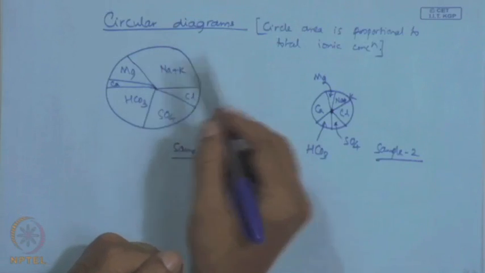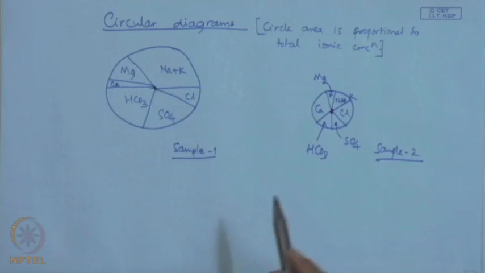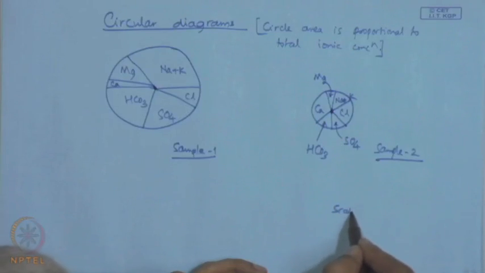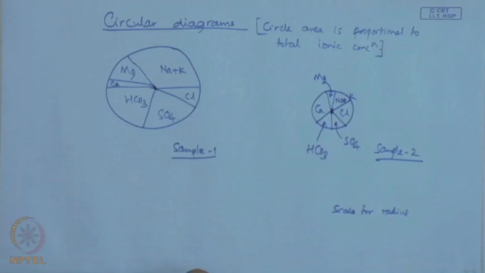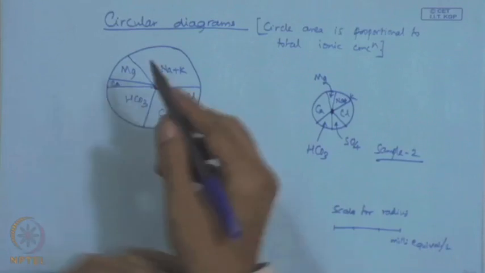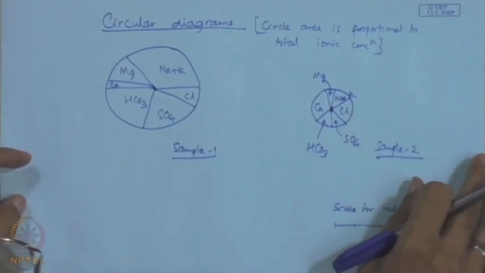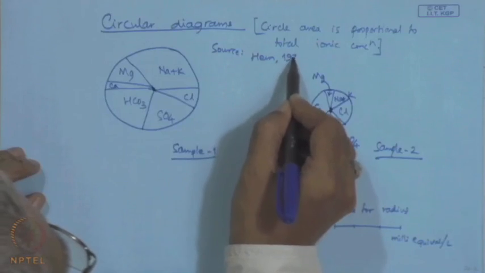So like this, using circular diagrams, which are essentially pie charts, there is of course a scale for the radius, because the area of the circle varies as the radius. Therefore there is a scale in milli equivalent per liter. So this is a circular diagram, and this is also taken from the source, that is Hem, 1970.